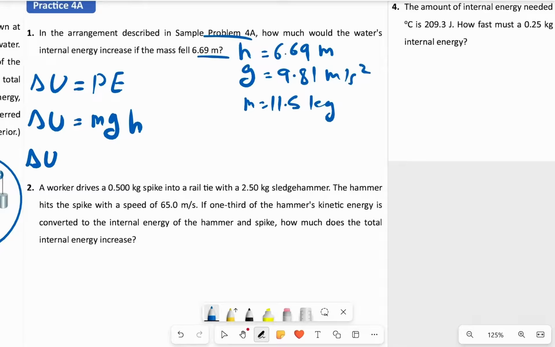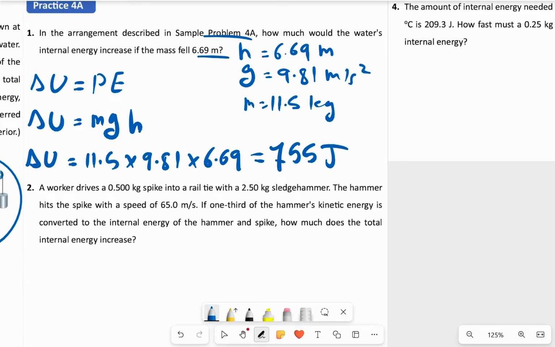Then delta U will be what? Will be mass, 11.5, times gravity, 9.81, times height, 6.69. Then this will be 755 joule. Okay, careful. I told you that whenever you have energy, it means the unit of it is joule.